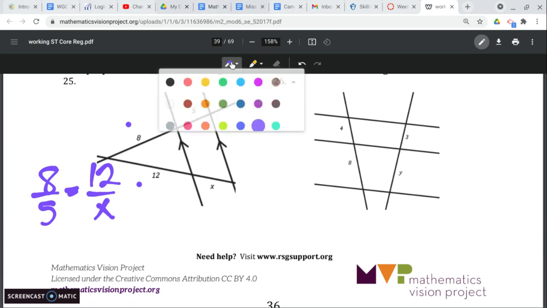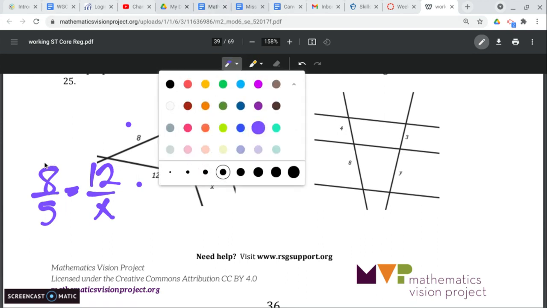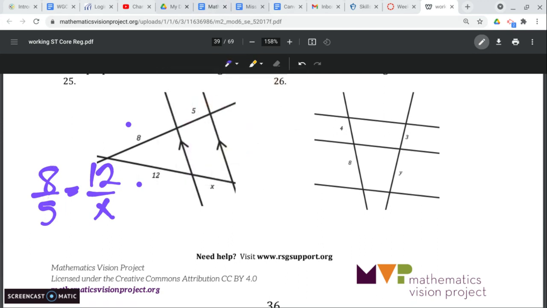Now to solve this, we're just going to cross multiply and divide. So we have 8x equals 12 times 5, which is 60. We divide by 8. So x equals 7.5.